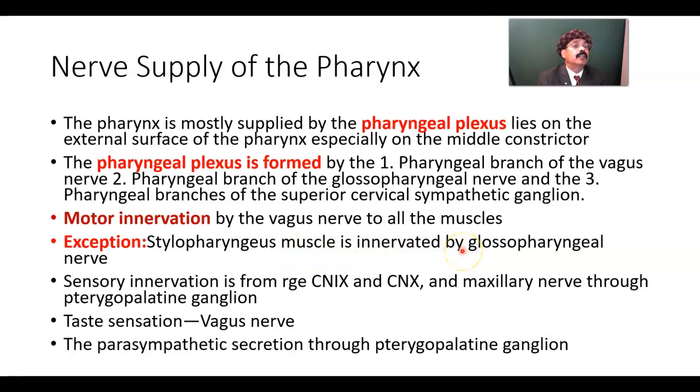We have another muscle, tensor veli palatini, that is further above, and that is innervated by the mandibular nerve. That we don't include as a part of the pharyngeal muscles. Sensory innervation is from the glossopharyngeal nerve or ninth cranial nerve, the vagus nerve, and the maxillary nerve through the pterygopalatine ganglion. Taste sensation from the vallecula or epiglottis part or lateral upper part of the pharynx is carried by the vagus nerve. Parasympathetic secretion is through the pterygopalatine ganglion via the facial nerve and its branches.